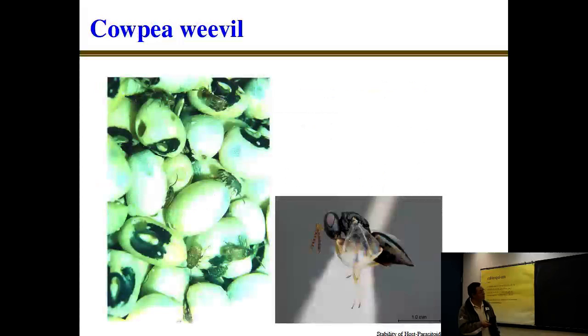And here, this is a picture of the host cowpea weevil, and this is the parasitoid. I just don't know how to pronounce the name. It's hard for me. So what happens? The cowpea weevil finds a bean and lays eggs on the surface of the bean. Within one or two days, those eggs hatch, and then they dig into the bean. They eat the bean, and finally they come out from the other side of the bean.